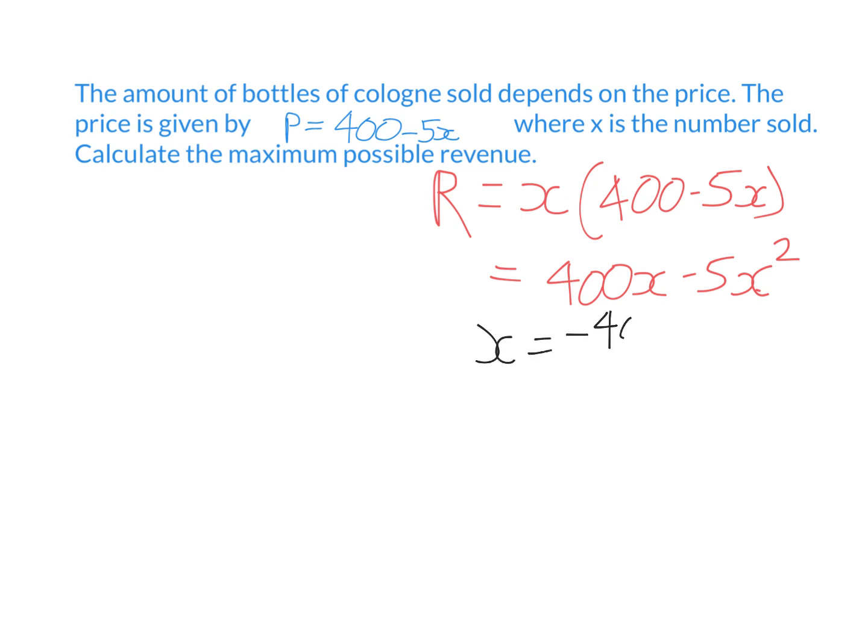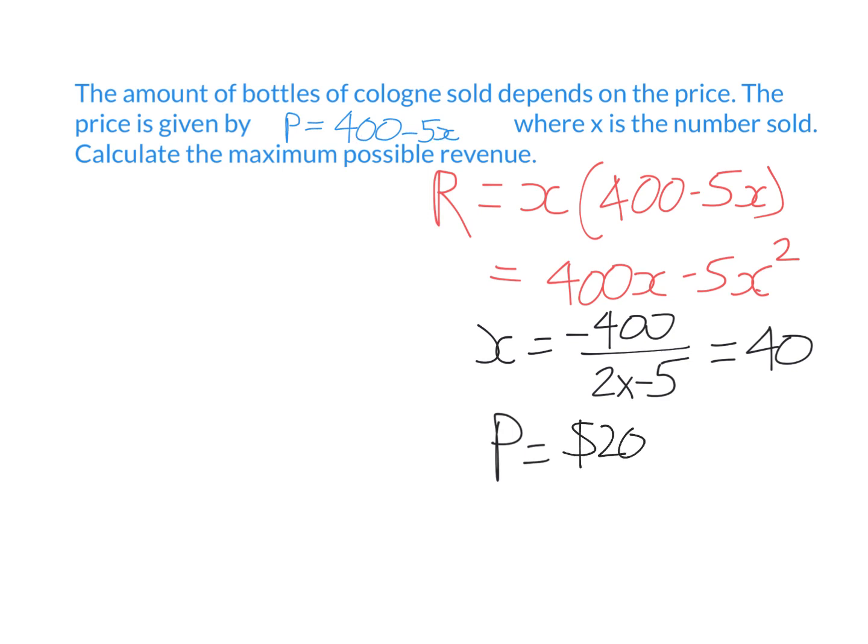So here b is 400 and a is negative 5 because it's the coefficient of x squared, and we actually get 40. So what this says is the maximum revenue is achieved when 40 bottles are sold. If 40 bottles are sold, you can sell them for 400 minus 5 times 40, which is $200. So the maximum revenue is 40 bottles at $200, and that is $8,000.